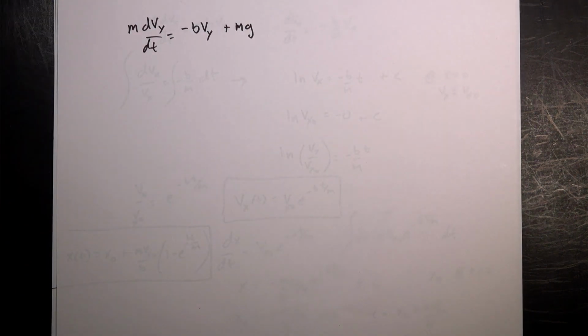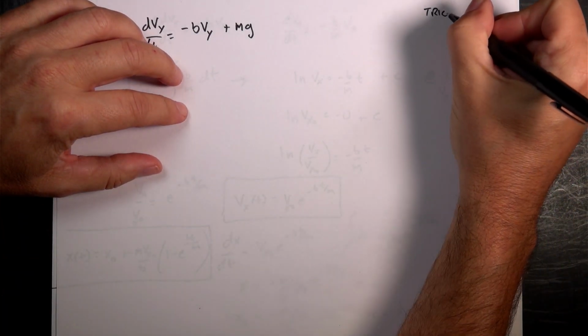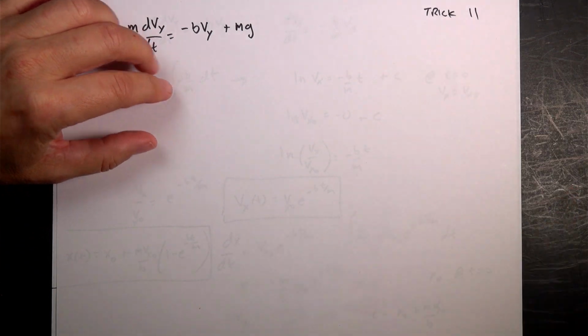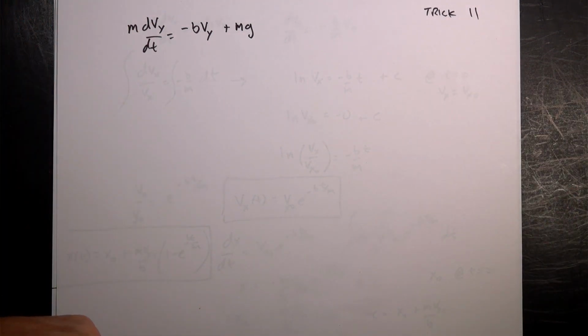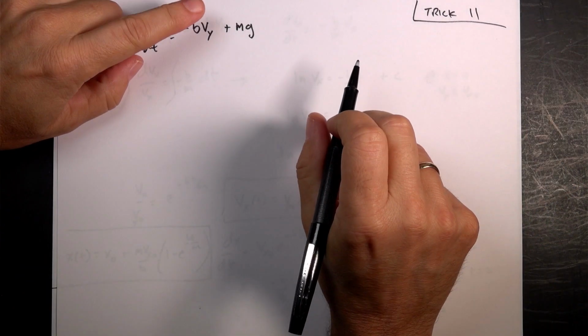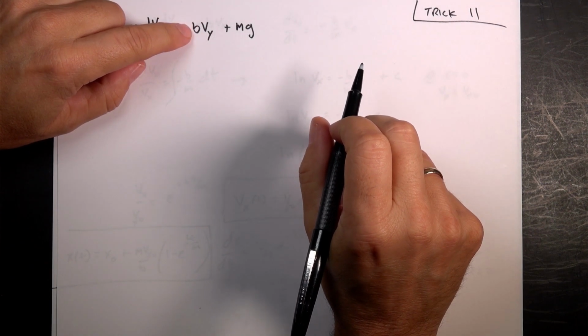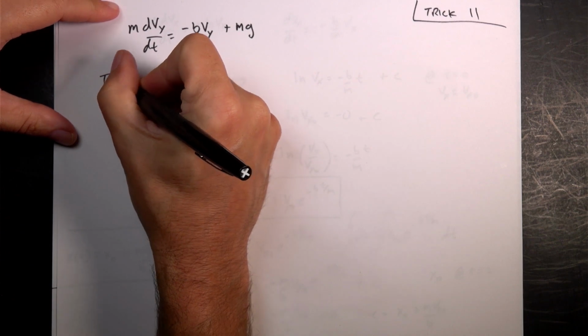Now that's going to be more difficult to get the variables to separate, so we're going to use a trick. Okay, I've already used one trick, so here's my trick counter. Trick 1, 2. I've got 2 tricks so far. One was calling positive y down, which doesn't really make sense at this point. But here's my other one. So let's write the velocity in terms of the terminal velocity.